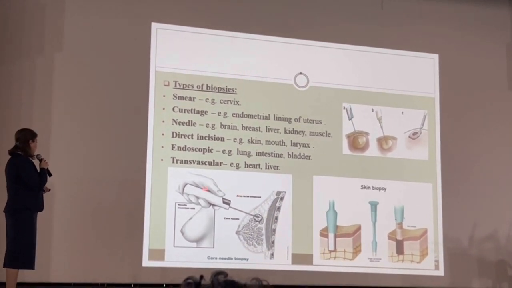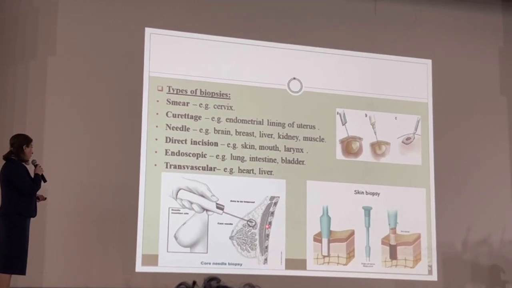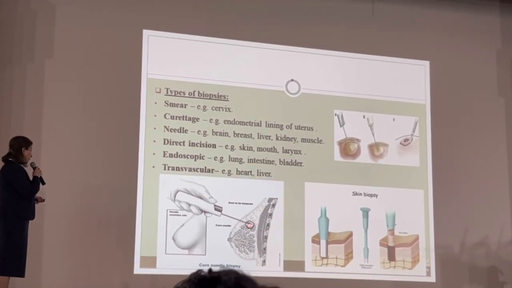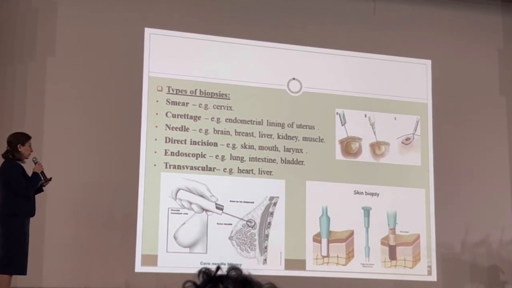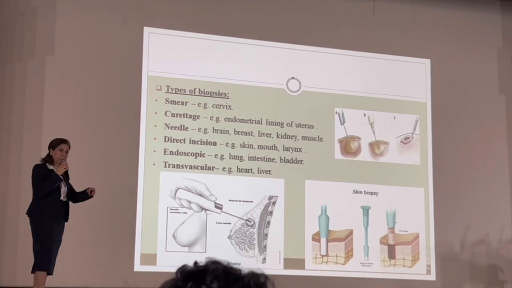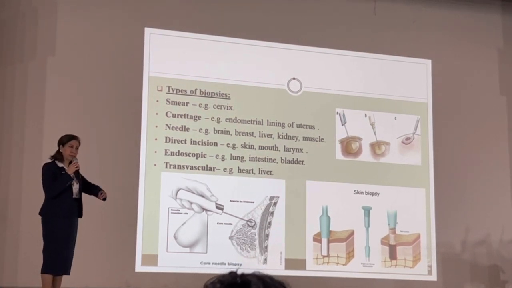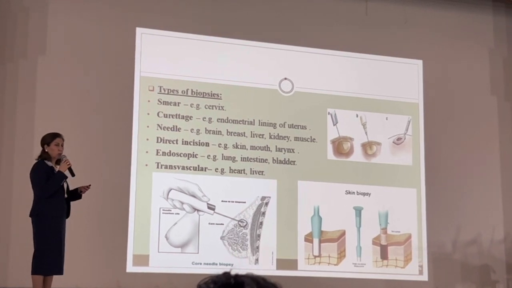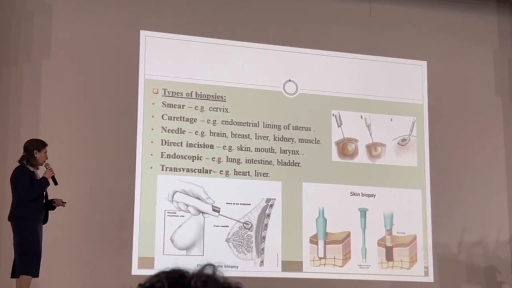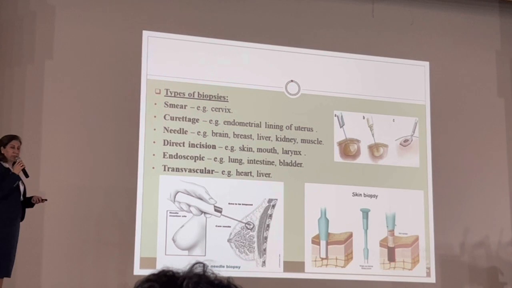This one is another instrument used to take a biopsy from the breast. And this one is a skin biopsy. This is a special instrument that enters deep into the different layers of the skin and can extract different layers of the skin. So it is called the punch type of biopsy. This is used mainly in the skin.